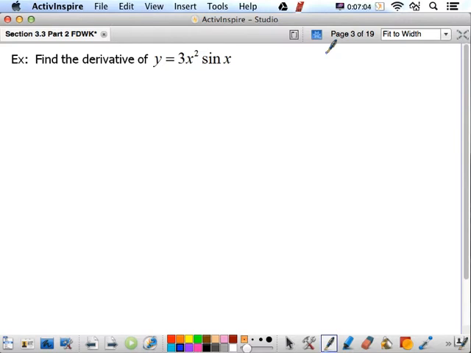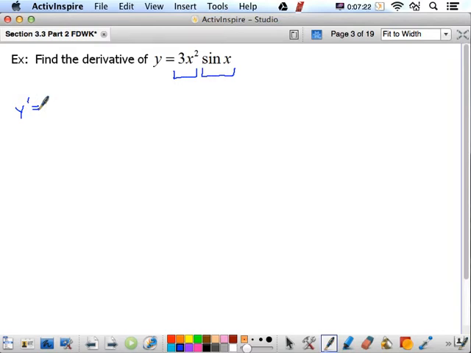So here's what we need to do. We need to visualize it as two separate functions. So we see this is the first function and this is the second function. Does that make sense? Yes, ma'am. Okay, so you always let the coefficient go with the first function. Then you simply talk yourself through the formula.